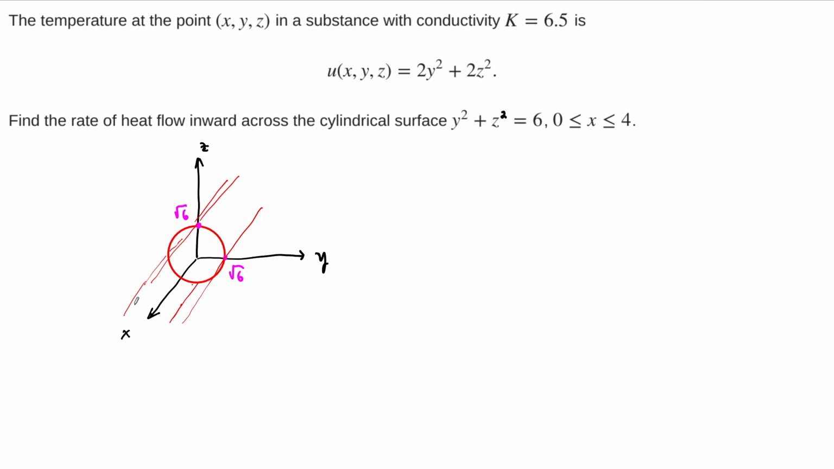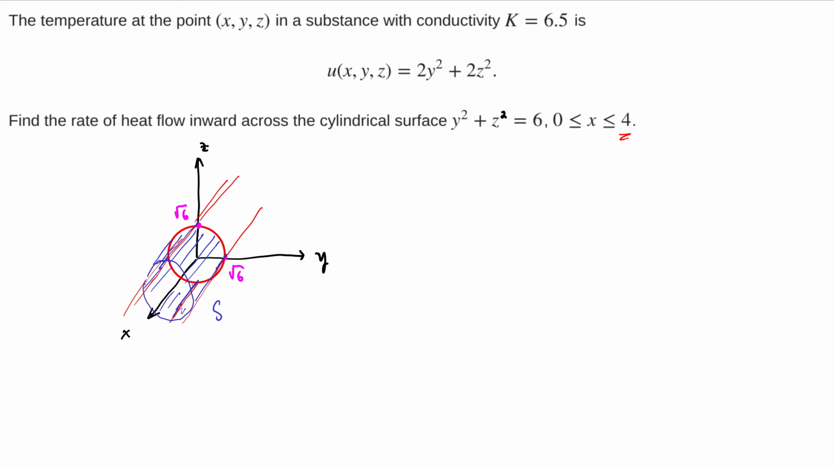So there's our cylinder, and now this cylinder is cut off in the x direction by this value 4 here. We can sketch our own little circle here, and the cylinder that we're going to be looking at is just the surface of the cylinder, right? So the cylinder is just this region right here. Okay, so there's our cylinder, that's our surface S.